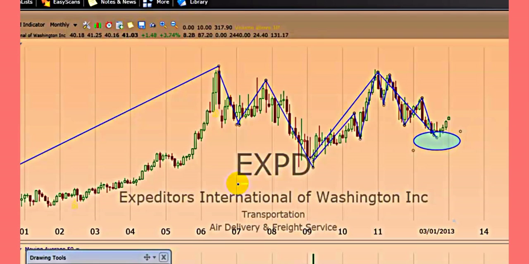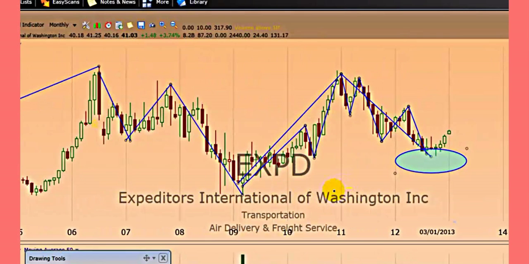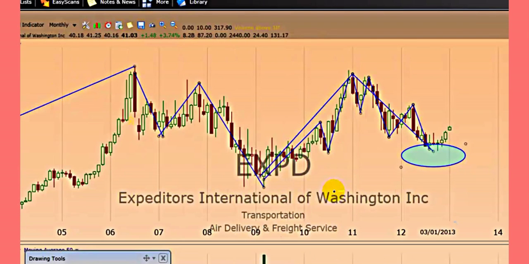In the previous video that I've posted at Just For You channel, we were talking most of the time about what we call an expanded flat correction. Here, the example that we have is what we call a running flat correction. In normal conditions, ladies and gentlemen, which does not happen very often.